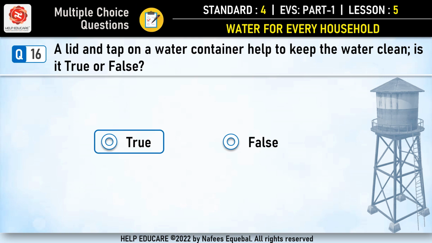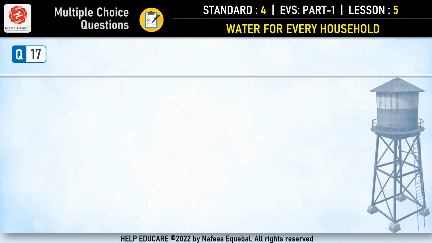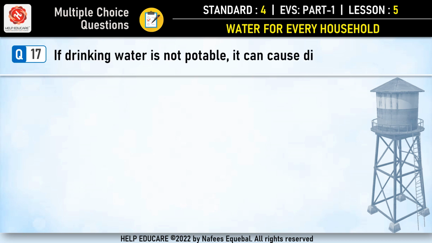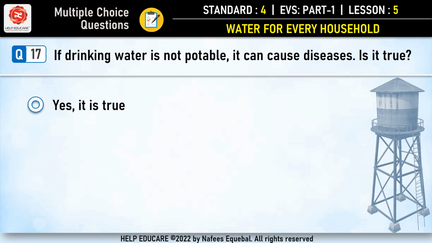Correct answer is true. Question number 17. If drinking water is not potable, it can cause diseases. Is it true? First option, yes, it is true. Second option, no, it is not true.